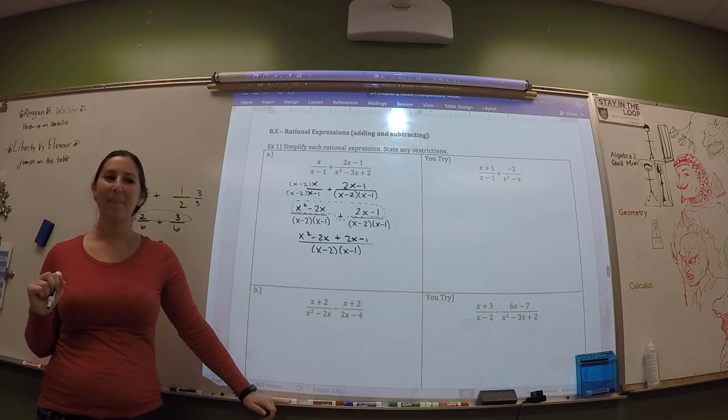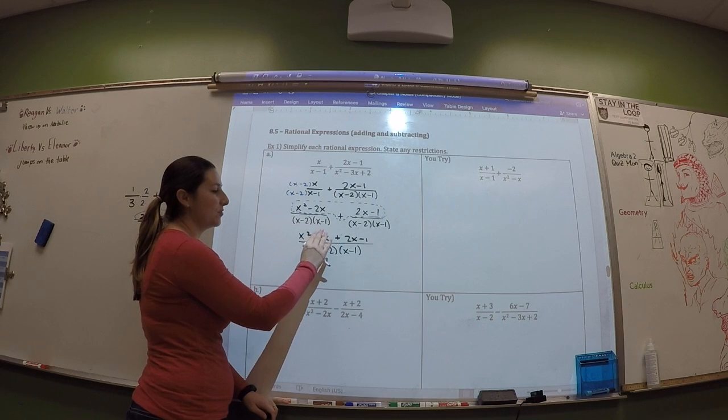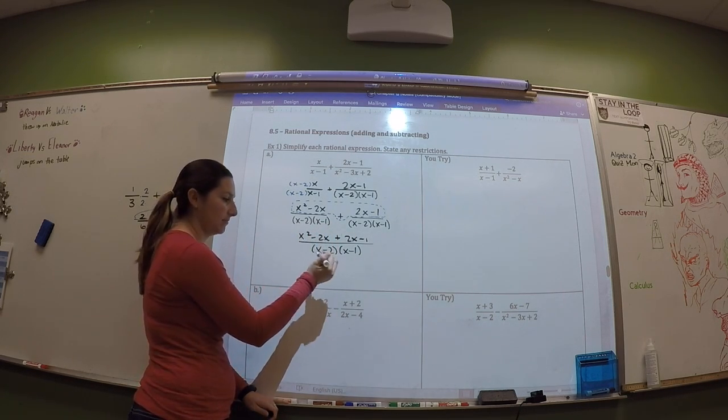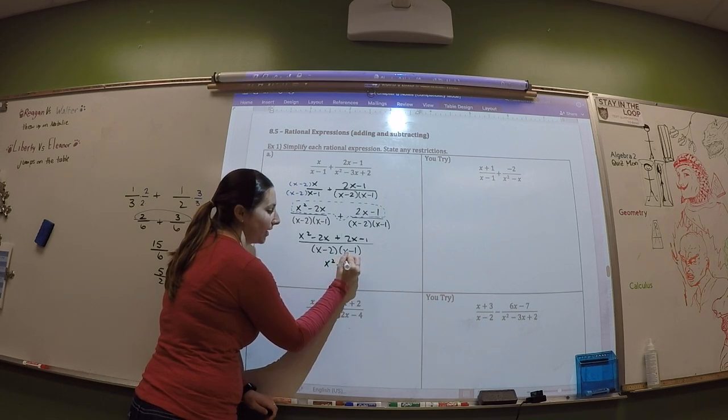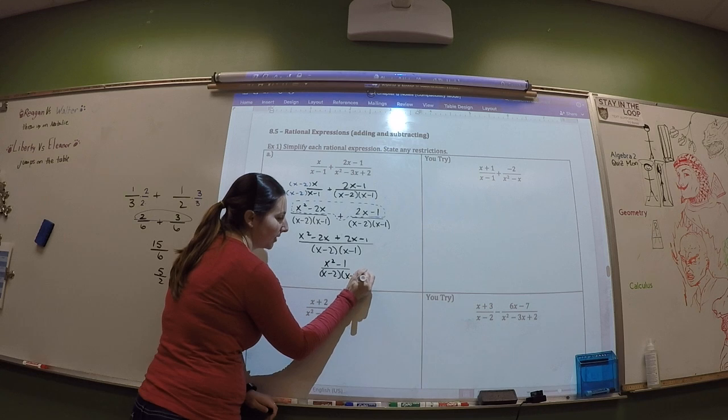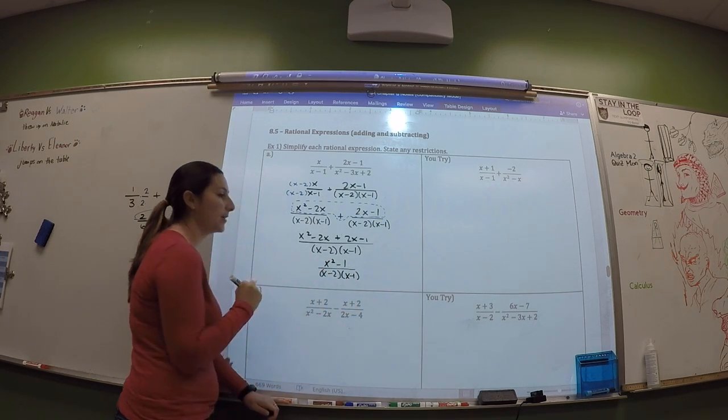Well, it's a common denominator. Now, in this numerator, we can combine the negative 2x and the 2x, and that would make just 0. So we're left with x squared minus 1 over x minus 2 and x minus 1. So we added the numerators.